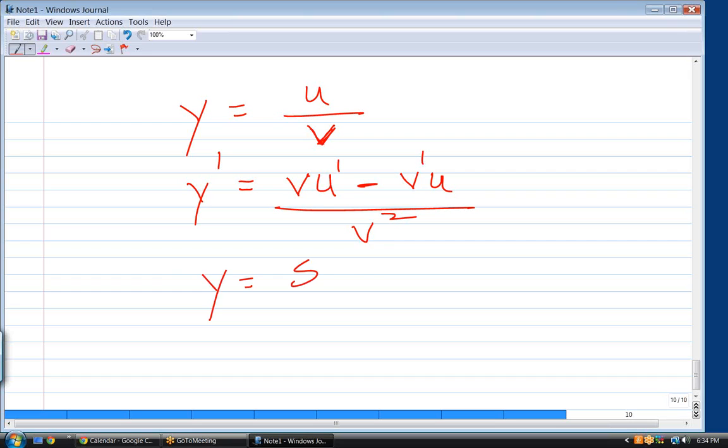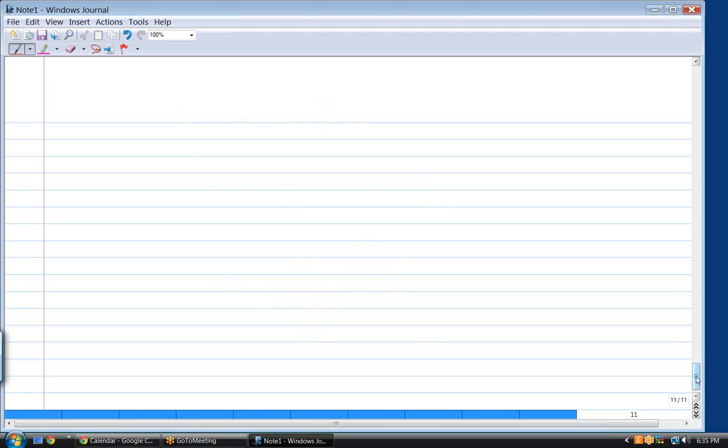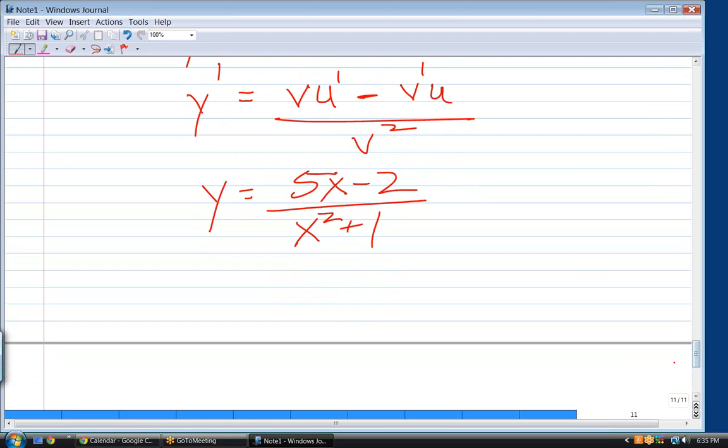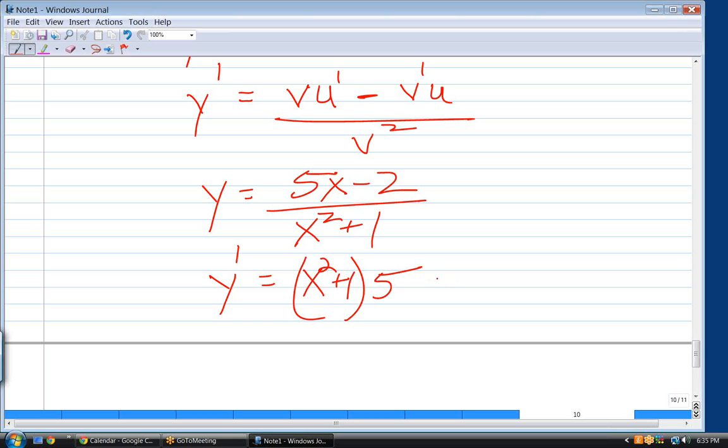y equals 5x minus 2 all over x squared plus 1. I'll leave it up there for the moment. What is y prime equal to? x squared plus 1 times 5x, in parentheses. Times, what is u prime? What's the derivative of the top? Just 5. Okay.